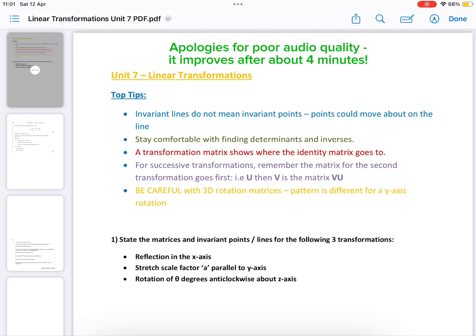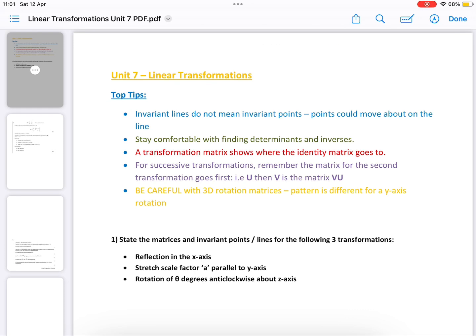Personally, I find this topic quite a straightforward one, as long as you're comfortable working with matrices, because it's just about their geometrical meaning. There are quite a few standard matrices to remember from this topic though, and they don't give you much help in the formula booklet. So as long as you can get those right, you're pretty much sorted with this topic. So I've got some top tips here.